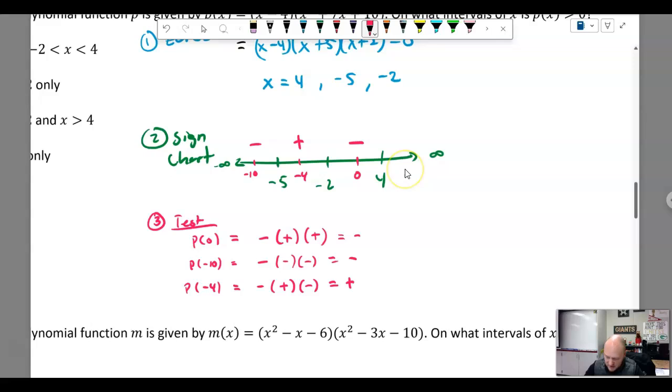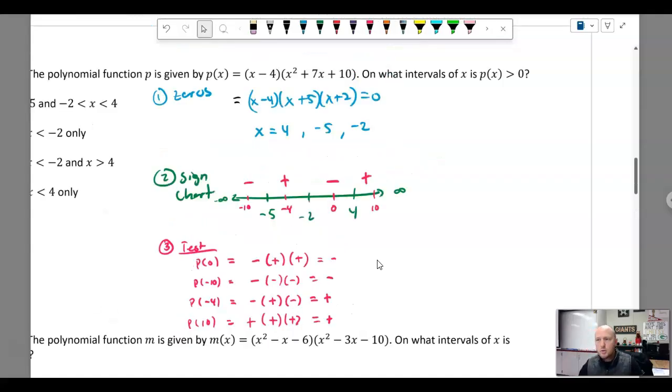And then I can choose this interval over here. Let me choose 10, P of 10. And so we get 10 minus 4, positive. 10 plus 5, positive. 10 plus 2, positive. So this interval is nothing but positives, which gives us positive. Okay, so there you go. There is your sign chart.